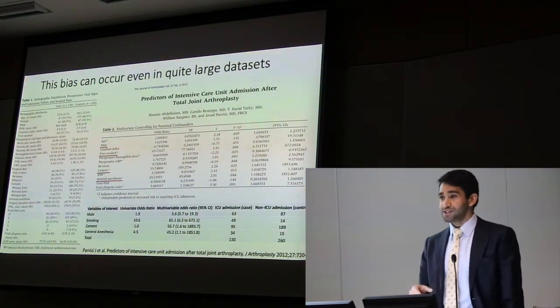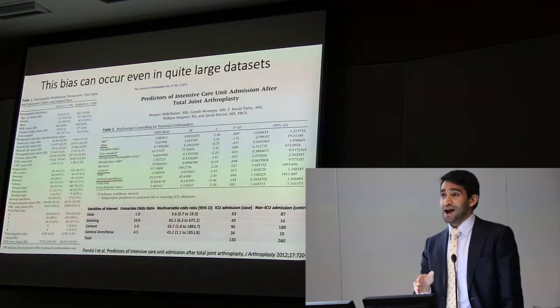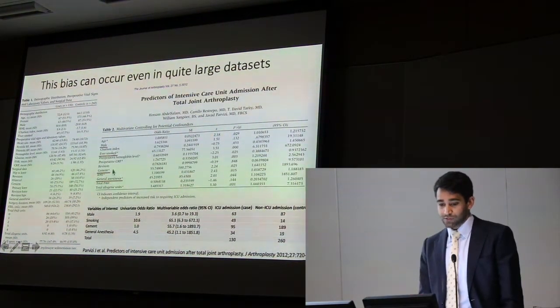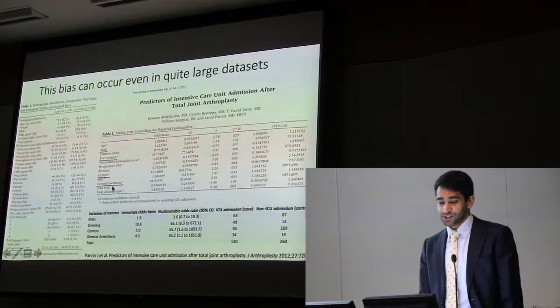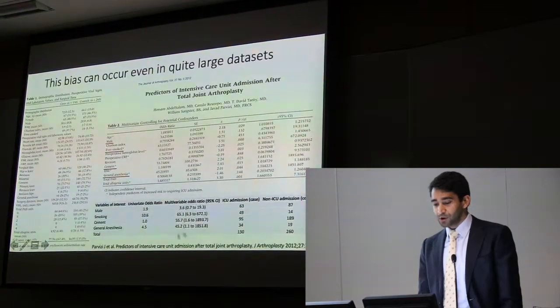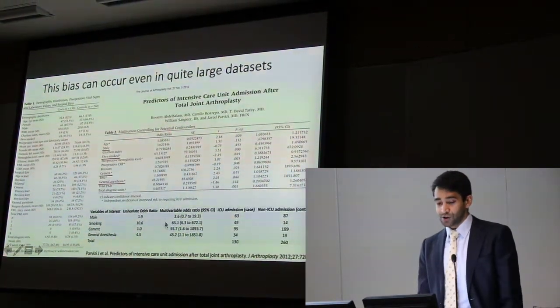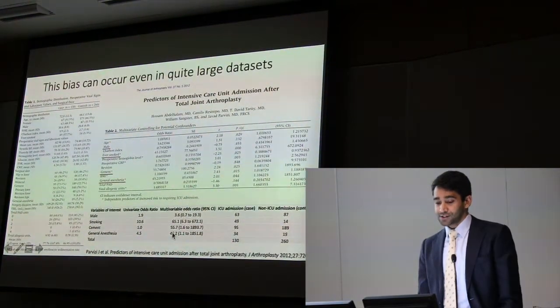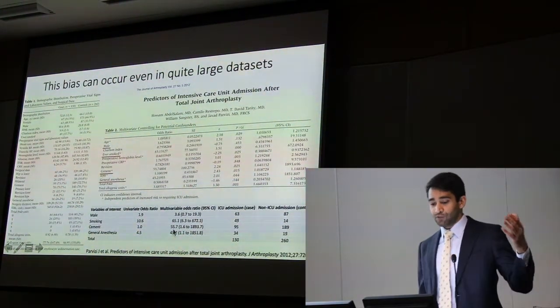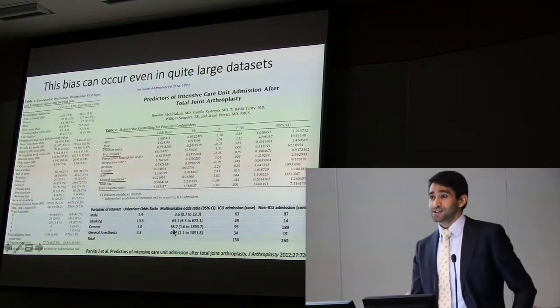So this is Parvizi's article from JOA. It's out of the Mayo Clinic, and they looked at exactly that, ICU admission rates for total joint arthroplasty. And if you look at male, ever smoked, cement, and general anesthesia, their univariate odds ratios are relatively small. Then they do multivariable odds ratios after controlling for 11 factors. And you go from an odds ratio of 1 to 55 with an interval of 1 to 1800. This was published in the Journal of Arthroplasty.